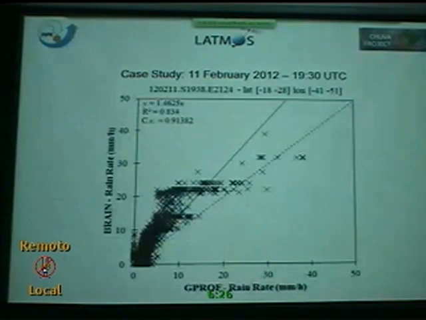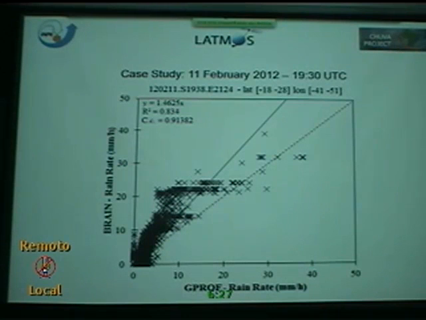So this is the scatter plot. We have very good correlation, but it's off from the 1-1 line. So we need to analyze these cases. We finished with this analysis during last week.